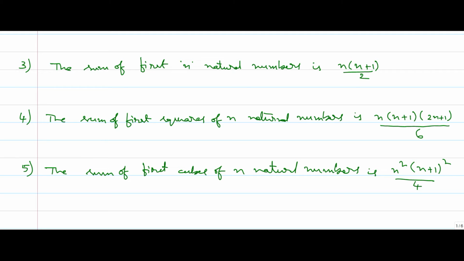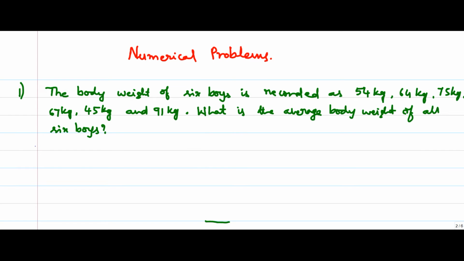So these are the basic formulae, and they are very much required to solve the problems on average. Let's move on to the problems. This is the first problem we are going to solve here. Just observe. The body weight of 6 boys is recorded as 54 kg, 64 kg, 75 kg, 67 kg, 45 kg and 91 kg. What is the average body weight of all 6 boys?